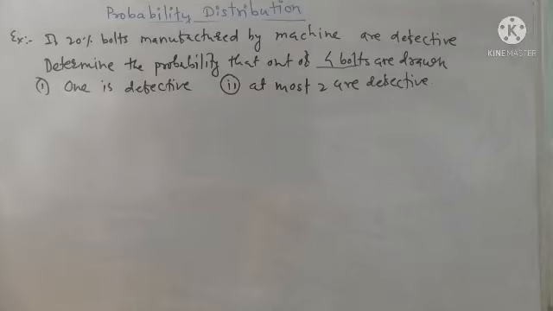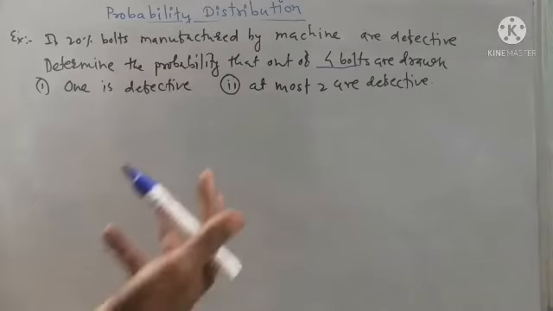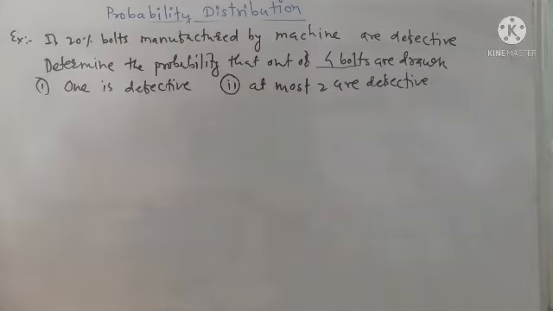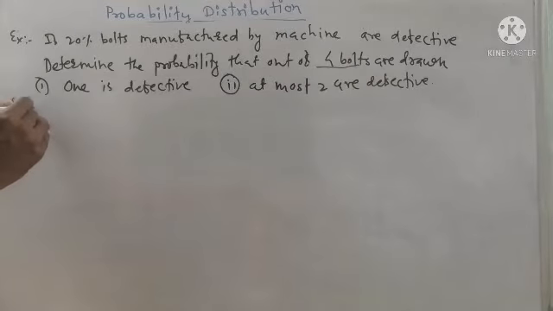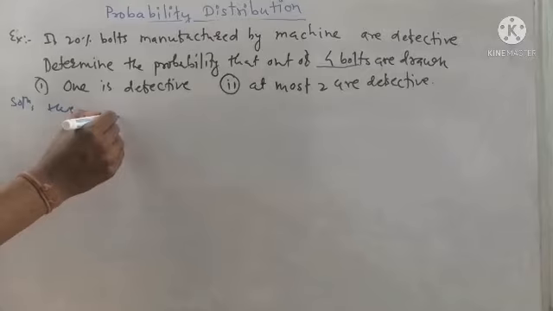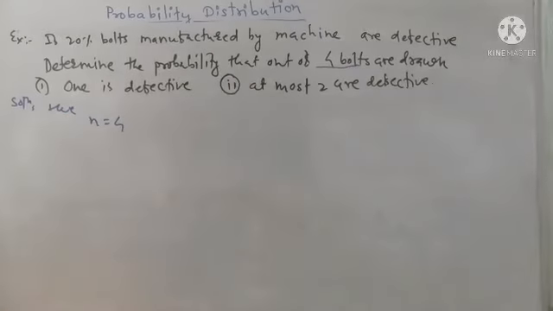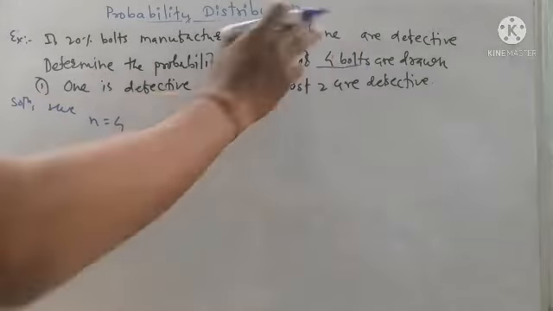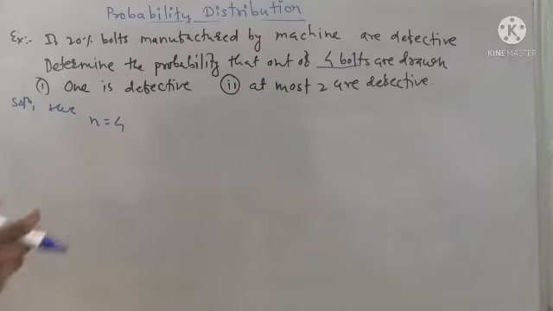Now here a machine is manufacturing bolts. A number of bolts are manufactured. For checking defective or good bolts, we take a sample of 4 bolts. That means we check 4 bolts here. That means in the solution we put n as 4, as in the sample we take only 4 bolts, that is 4 trials will be taken.